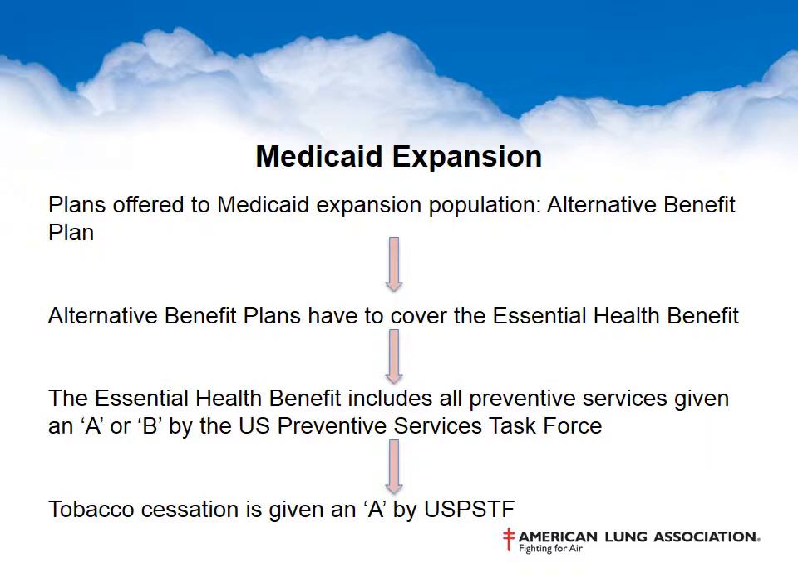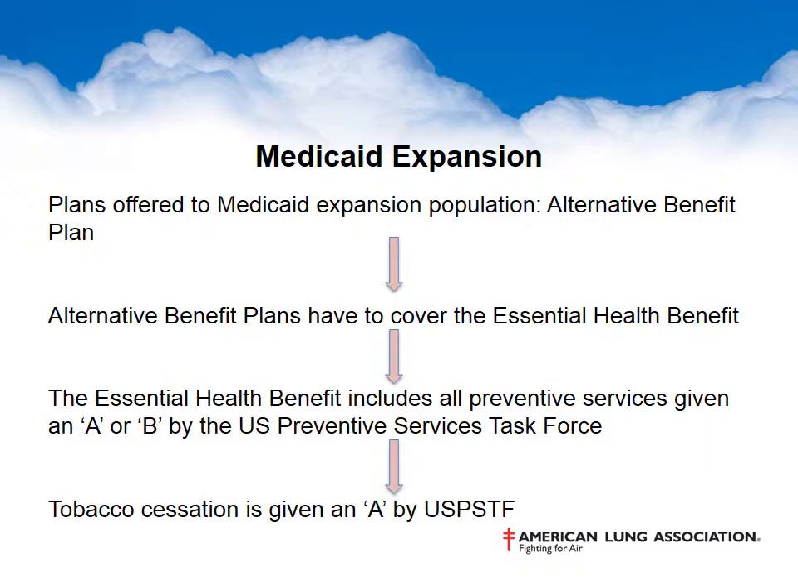So, plans that are offered to the Medicaid expansion population are called alternative benefit plans. So that's a buzzword to know. If you're talking about Medicaid expansion and someone says that phrase, that just means that it's a plan offered to a Medicaid expansion enrollee. Alternative benefit plans have to cover the essential health benefit. It's another buzzword or buzz phrase. And the essential health benefit is a minimum standard of coverage requirements in various types of plans.